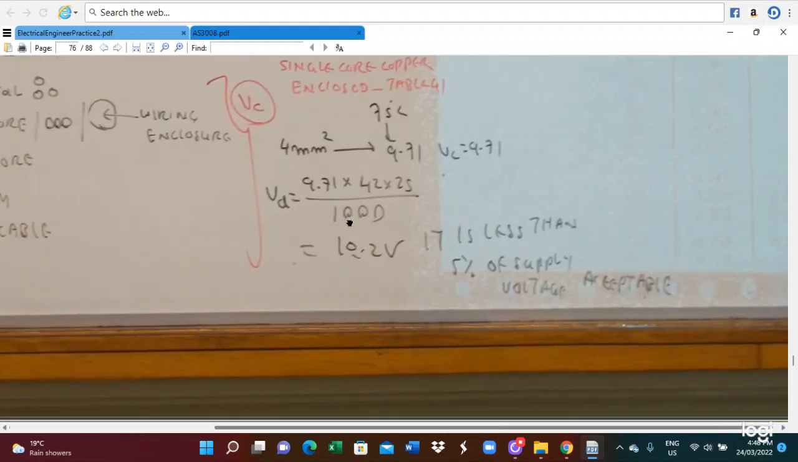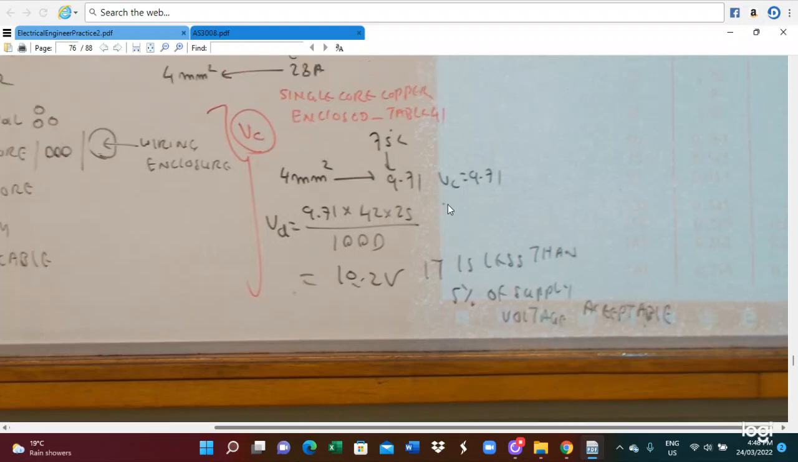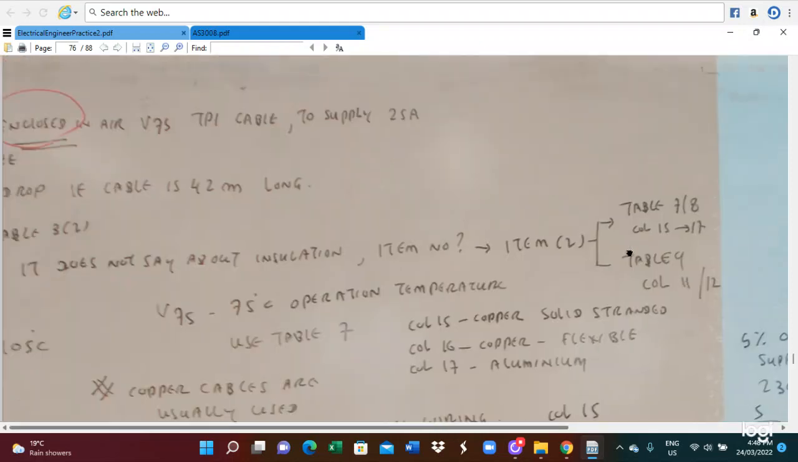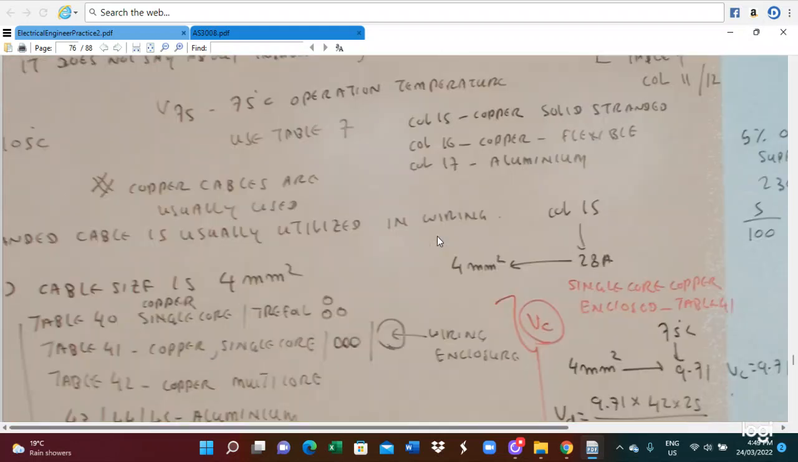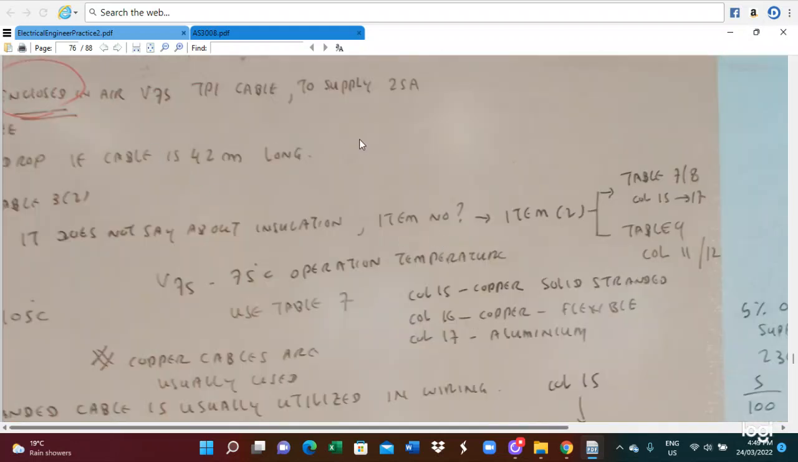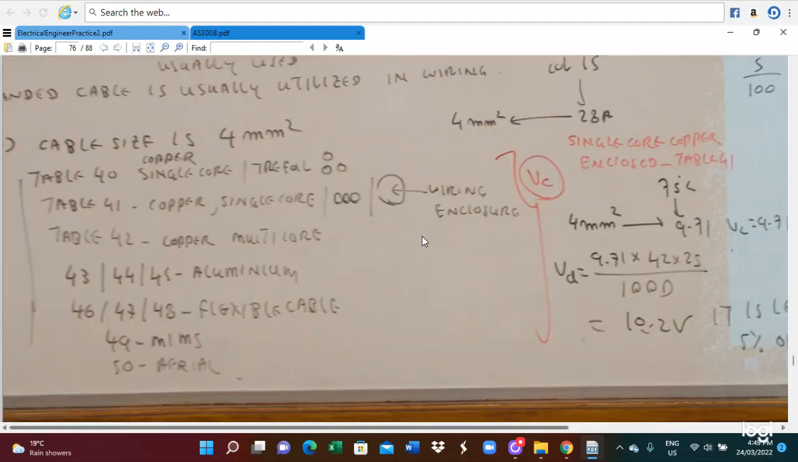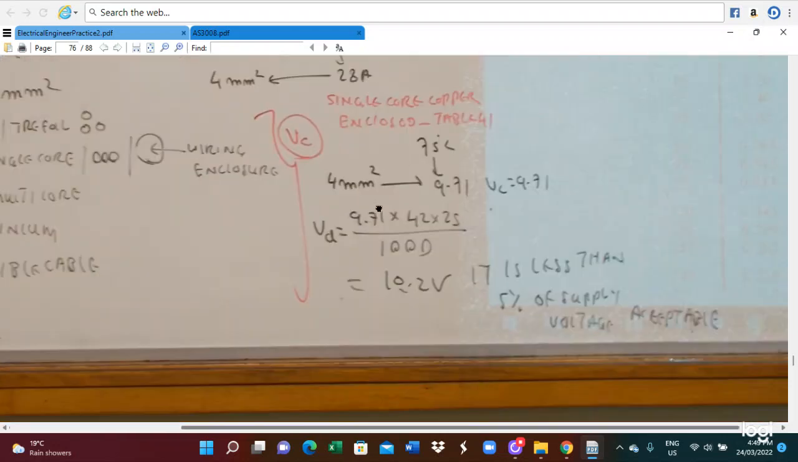So the 10.2 volts is the voltage drop and the supply voltage. It must be less than 5% of the supply voltage. Supply voltage is 230 volts. 5% of 230, we calculate, will be 11.5. So 11.5 is the limit, and we calculated 10.2 volts, which is less than 5% of the supply voltage. So this is acceptable.